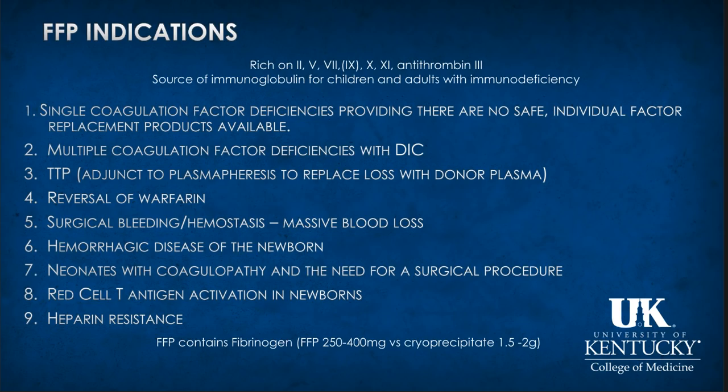Another keyword to address are indications for FFP. Well, what's in FFP? Pretty much all the coagulation factors except 8. But also it contains antithrombin. It also contains protein S and protein C. So FFP is indicated for coagulation factor abnormalities if either you don't have an appropriate product or if it's multiple factor deficiencies, as you would see with DIC.